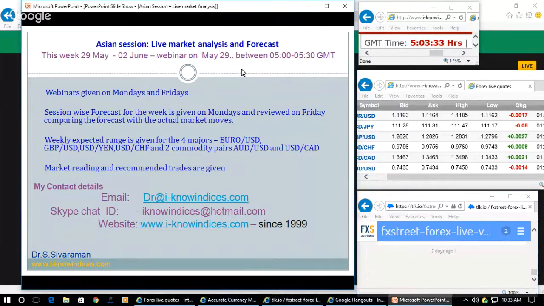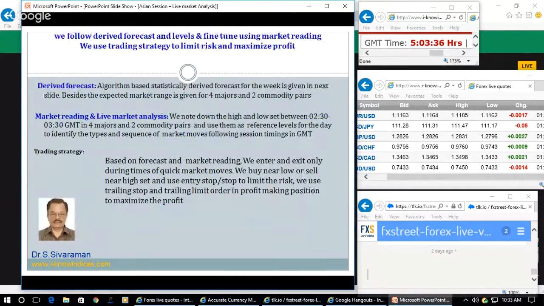has got 3 components, namely the forecast part of it. So I give here the derived forecast, which is used as a broader outline for the market. And also you can use it for session-wise trades. And this can be fine-tuned using the market reading. I'll explain to you how the market reading has to be done after noting down the initial lows and the highs around 3:30 GMT in the live market code page. Then we use the trading strategy in order to limit the risk and maximize the profit.